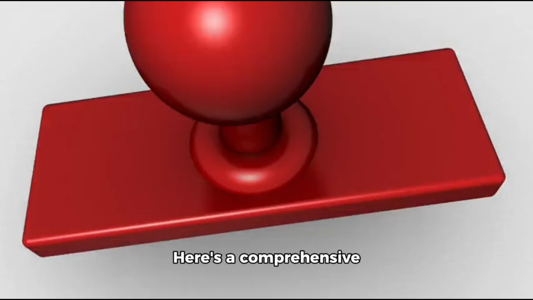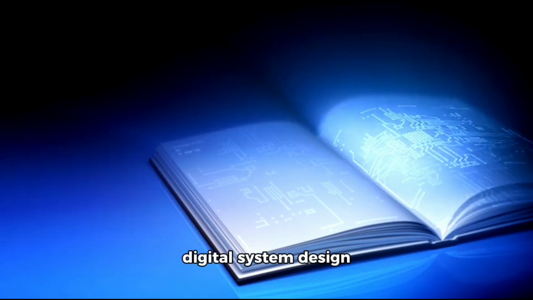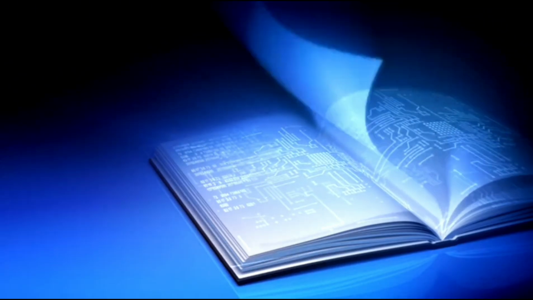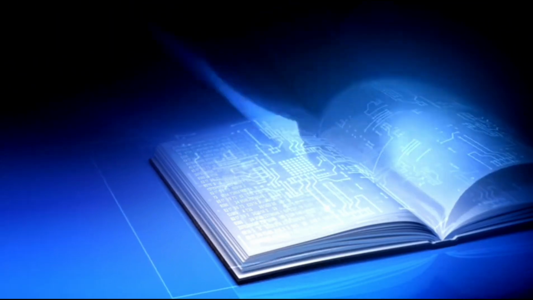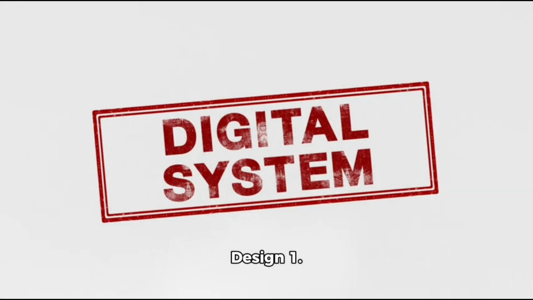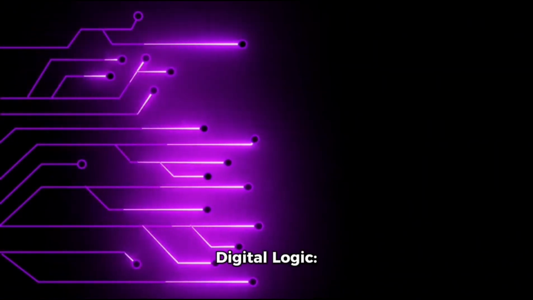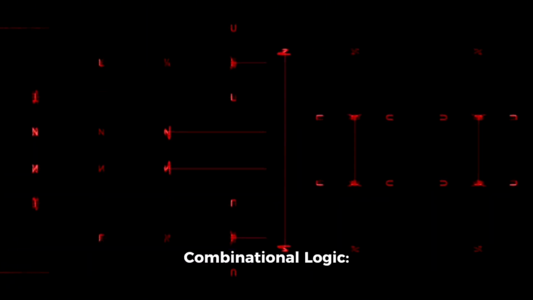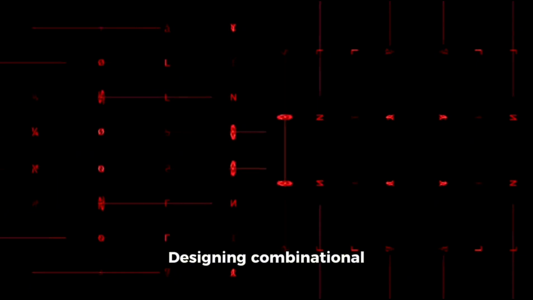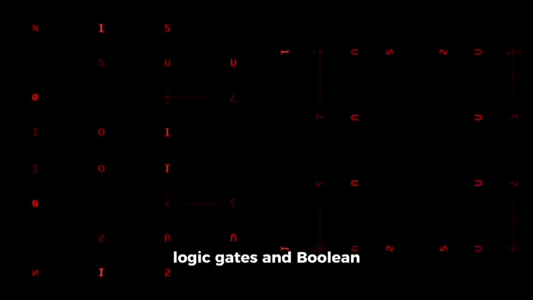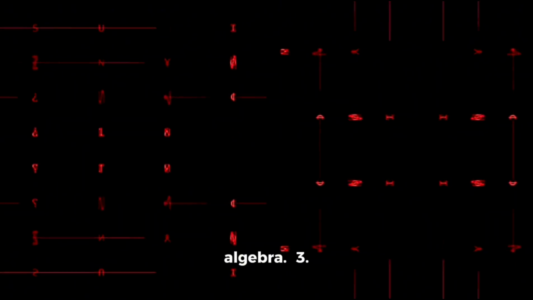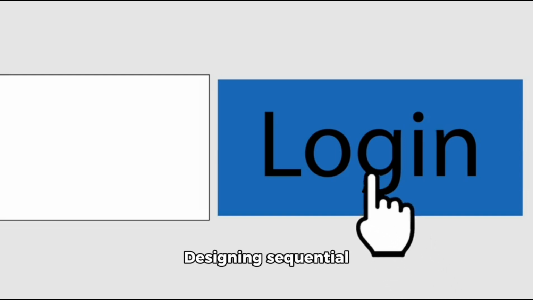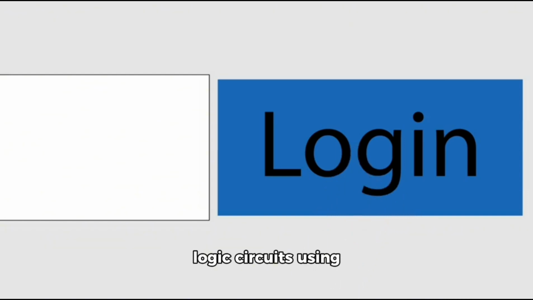Here's a comprehensive summary of understanding digital system design and programming. Digital system design. 1. Digital logic. Understanding digital logic gates, Boolean algebra, and logic circuits. 2. Combinational logic. Designing combinational logic circuits using logic gates and Boolean algebra. 3. Sequential logic. Designing sequential logic circuits using flip-flops, counters, and registers.